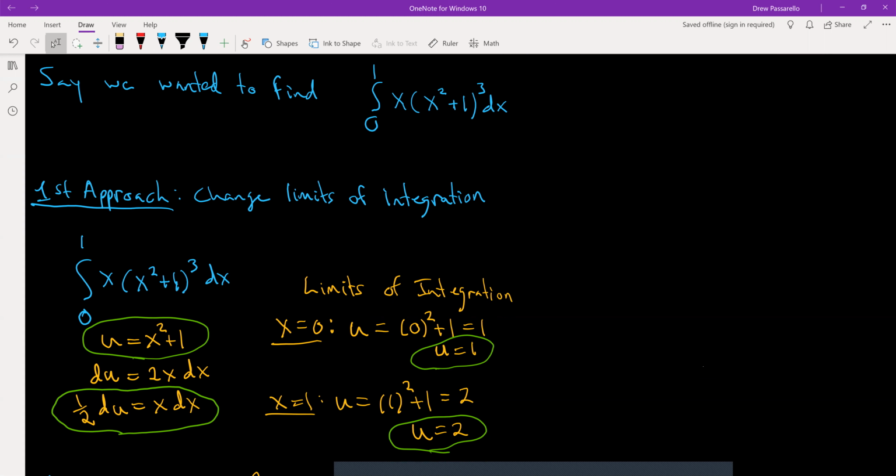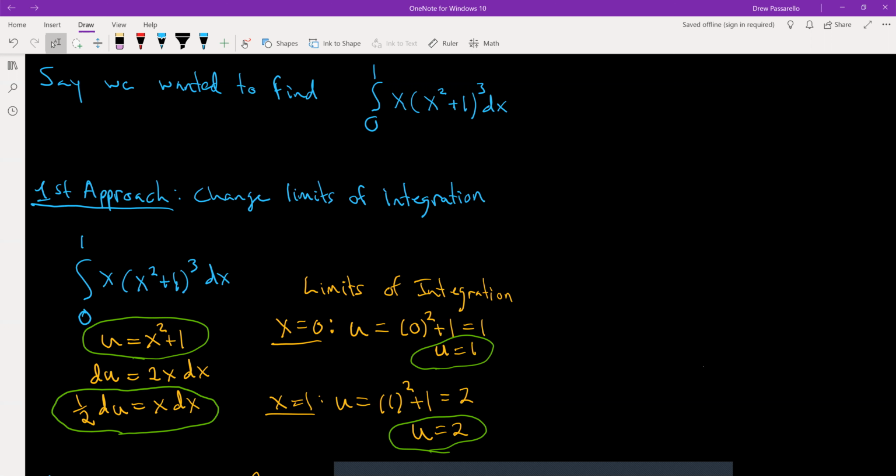And so for a problem like this, I would let u be the stuff in parentheses, x squared plus 1. Then taking the derivative, du would be equal to the derivative of x squared, which is 2x, and then the 1 goes away because that's a constant. So it's 2x, and then I attach the dx next to it so that I can substitute it into the integral. Now in the integral, I have x and dx. I don't have 2x dx.